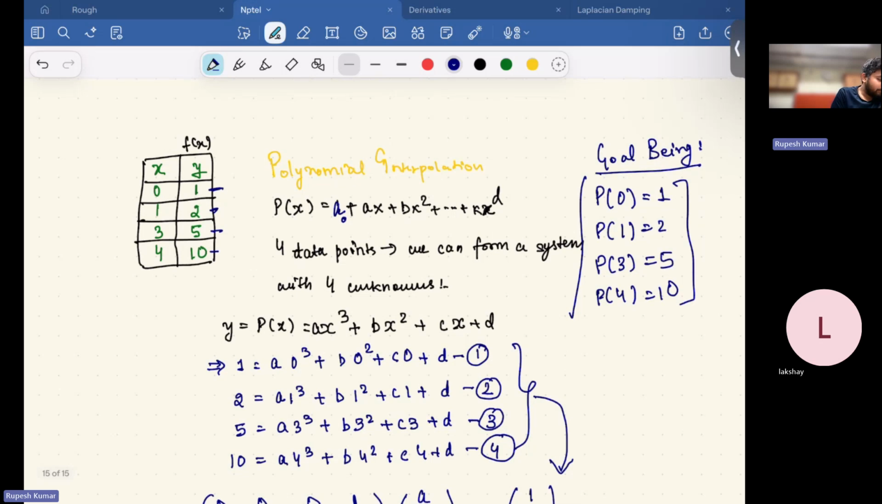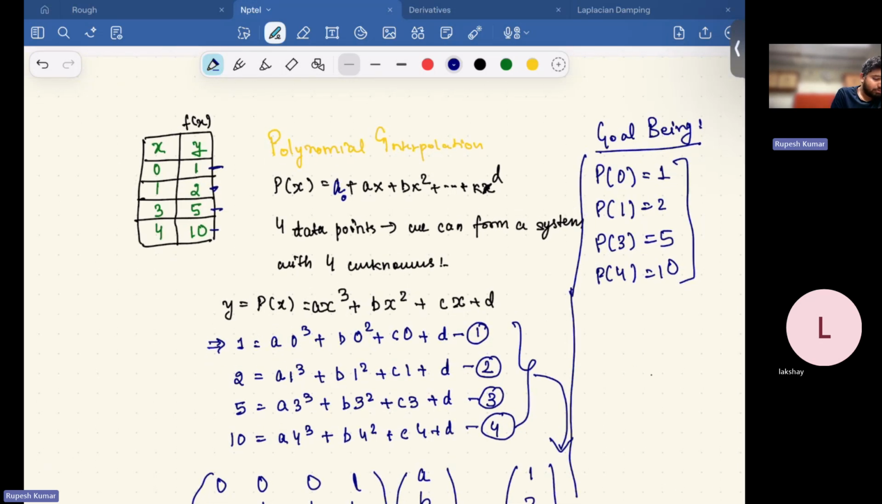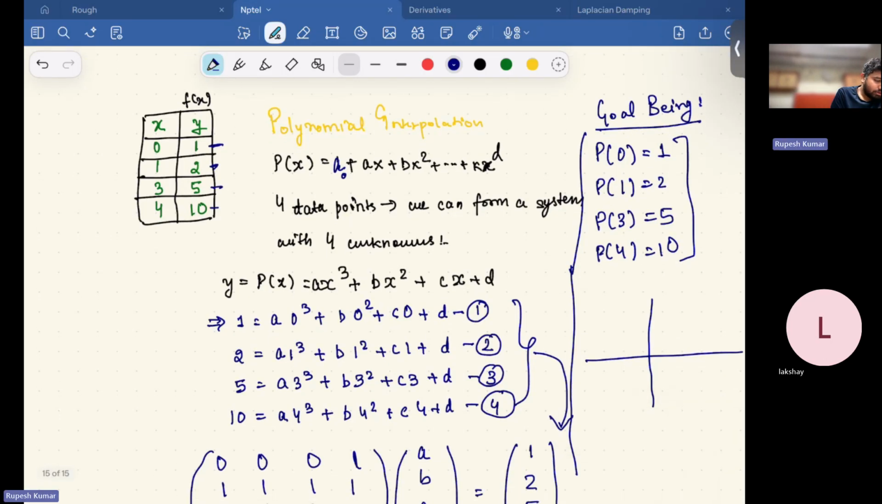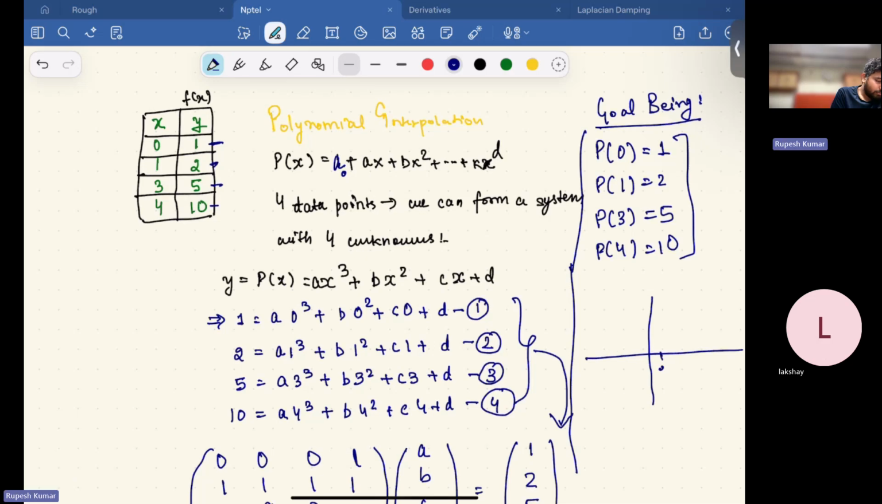So if I think of this, the solution to this problem would be like this. You simply plot your data points. 0 comma 1, 1 comma 2, and then 3 comma 5, so not here, and then 4 comma 10, so not here. So my polynomial should go something like this, right? So this kind of curve is a valid solution.